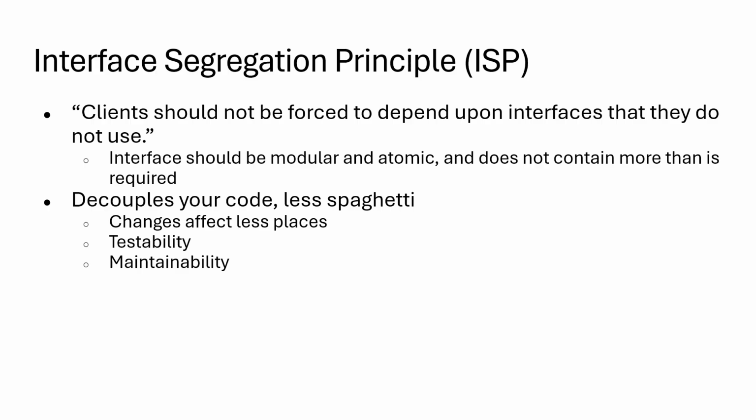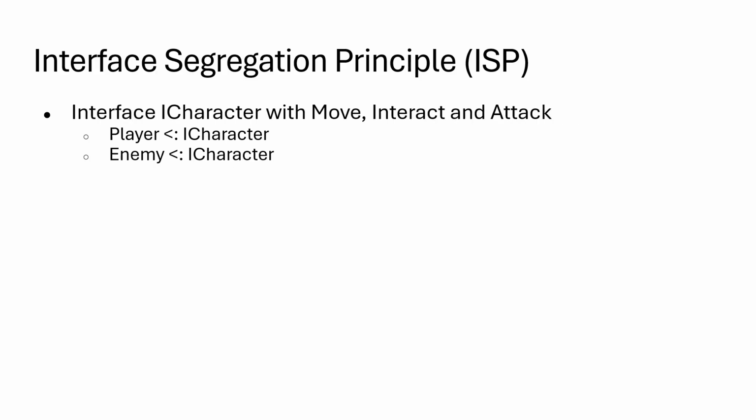But yeah, so basically you just want to decouple your code so that it's more testable and more maintainable. So how do we do this? Assume now I have this interface I call ICharacter that has three methods to it.